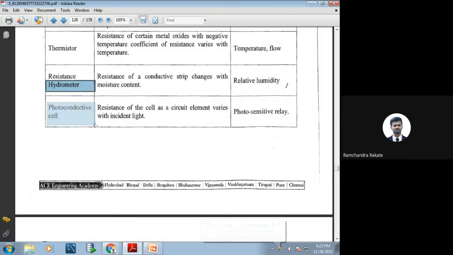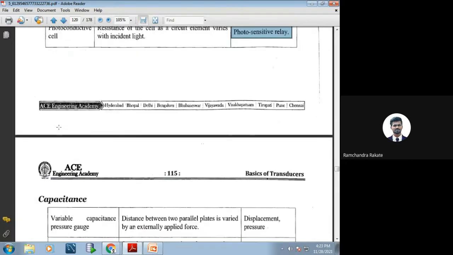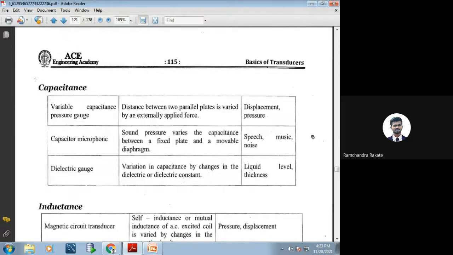Then the PV cell, this is a photoconductive cell. So the resistance of the cell as a circuit element varies with the incident light. So photosensitive relays are there. Now this above was about resistance. Now let's look at the capacitance.